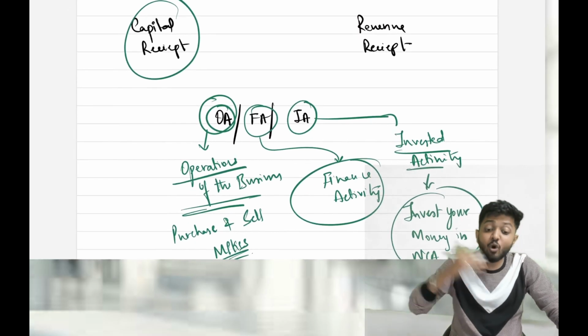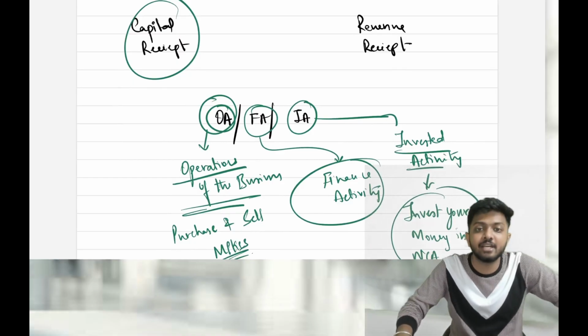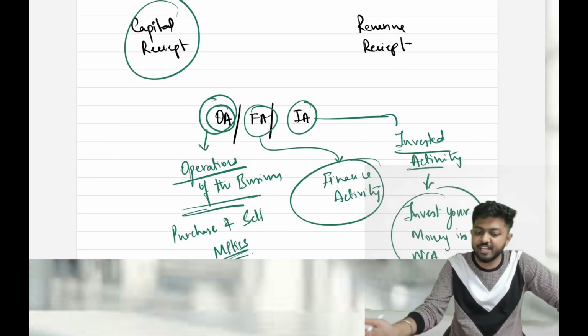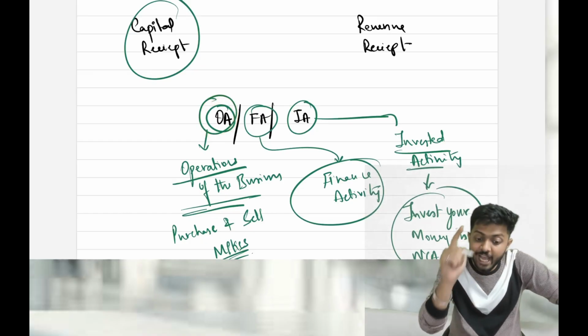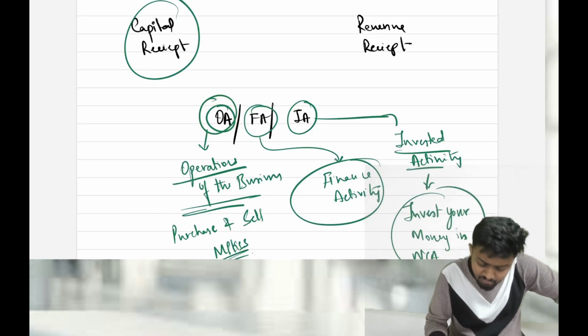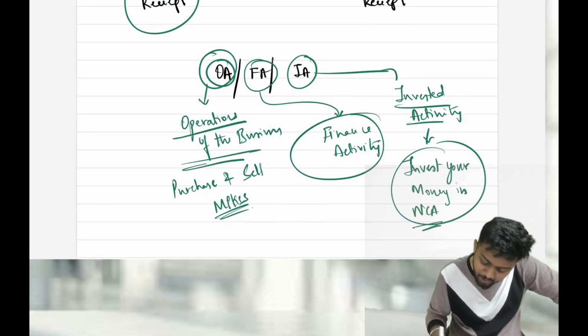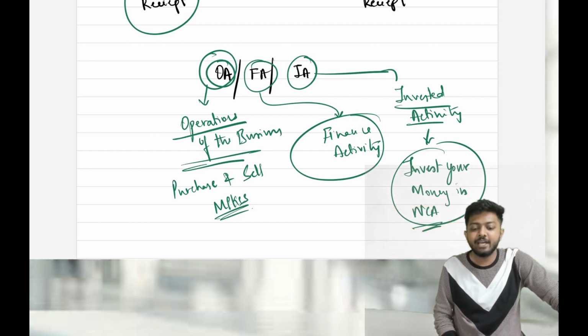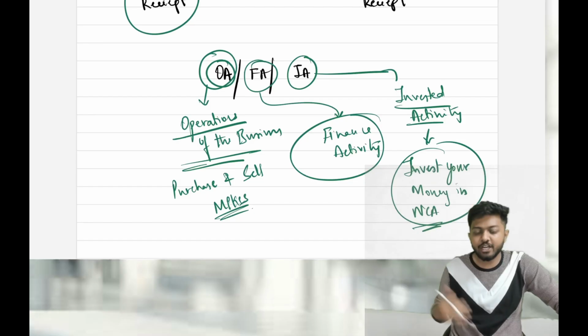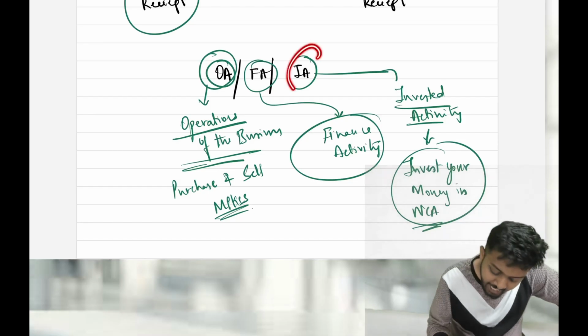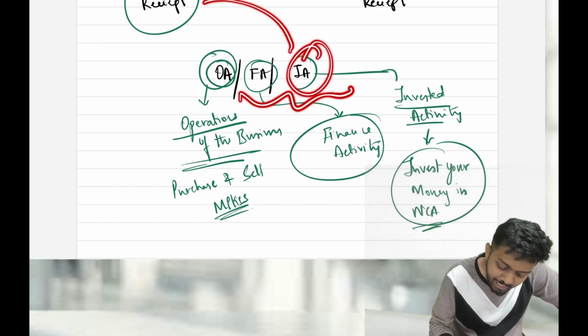Again, maybe you have sold a fixed asset, you got money. Which receipt? Will it come under operating activity? No, I told you. Any cash flow pertaining to purchase or sale of a fixed asset will come under investing activity only. Any investment of your money in a non-current asset, or sale of such a non-current asset, will come under investing activity. If it comes under investing activity, it will be treated as capital receipt.